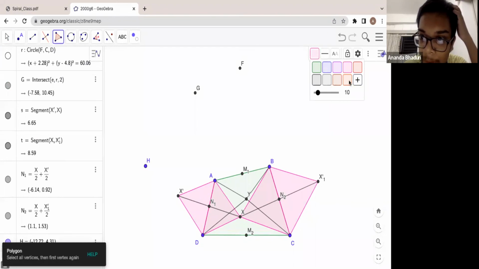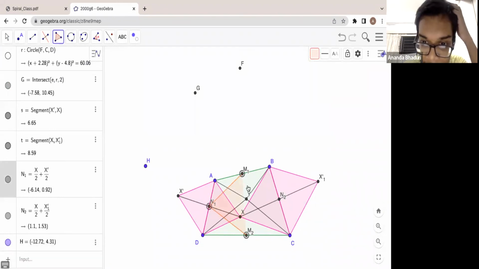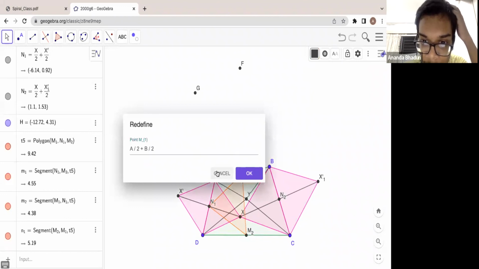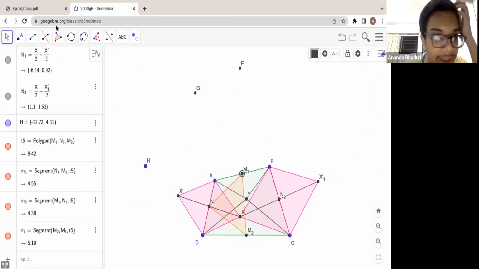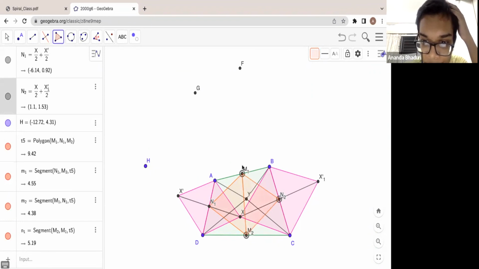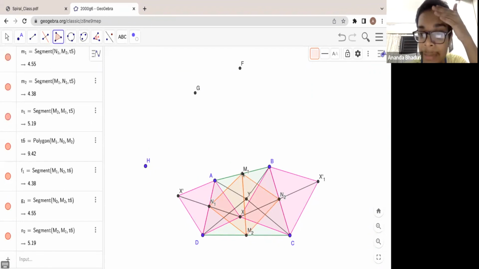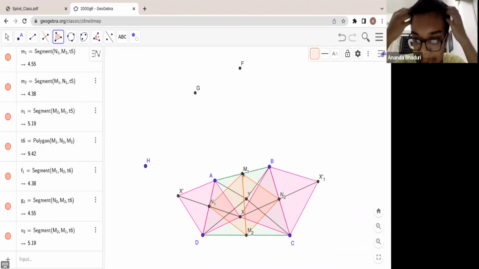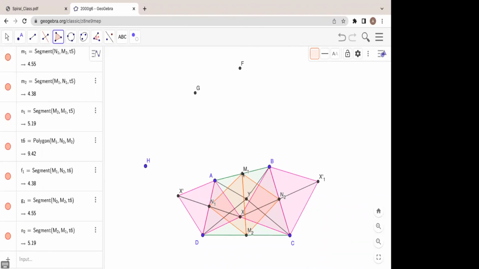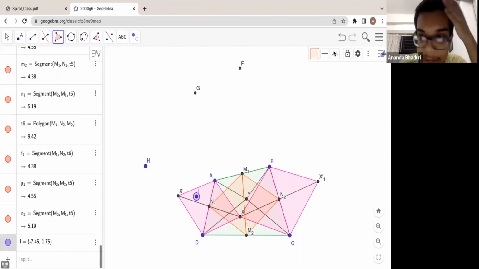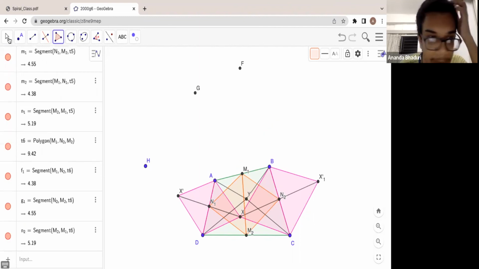So by the gliding principle, let's move orange. M1 and M2 and M1, N2, M2 are in fact inversely similar. So what does that mean? Can you please repeat? Okay.